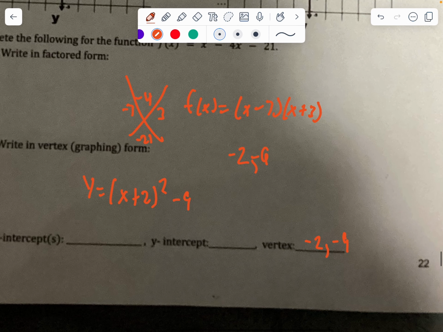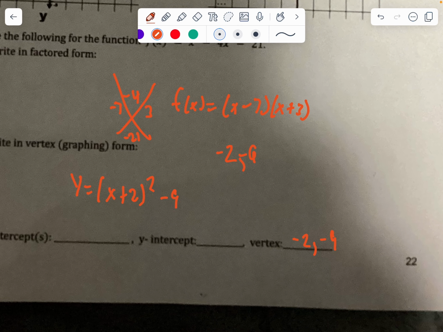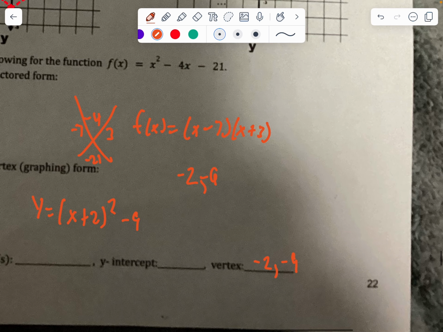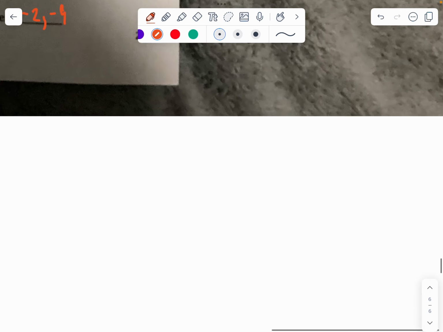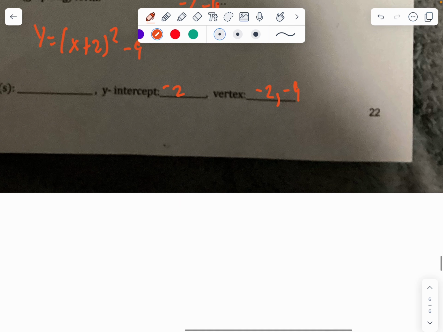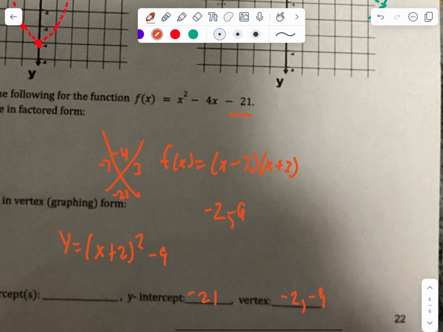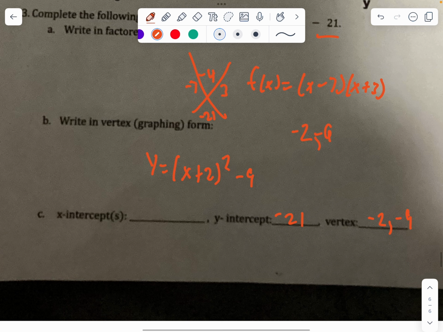And now that's vertex form, so we don't want to write that for a y-intercept. Instead, our y-intercept is going to be this number. And then our x-intercepts are going to be these numbers. 7, 0. 0, comma, negative 21 for the y-intercept. 7, 0. And then negative 3, 0.